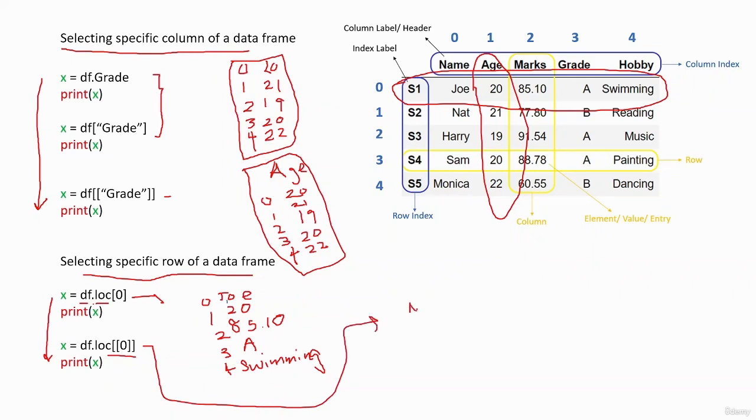Name, age, marks, grade, hobby, then the index of the row, then the values. Joe, 20, 85.10, A, swimming.